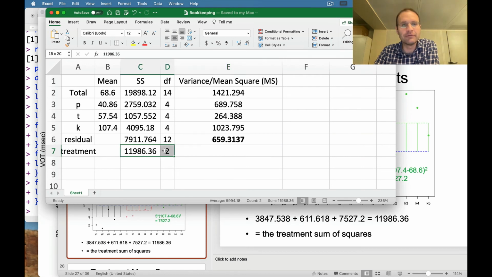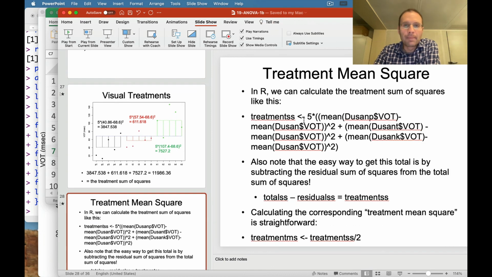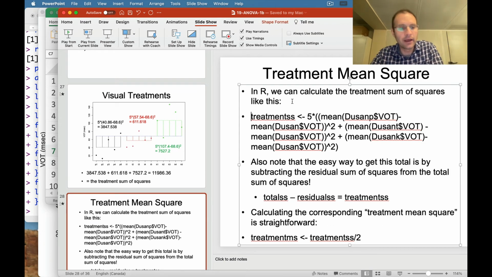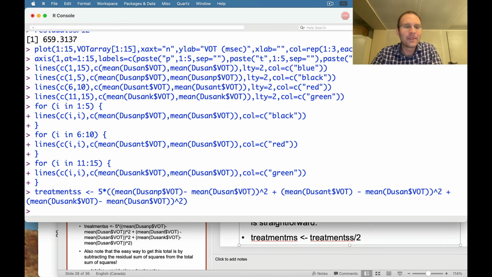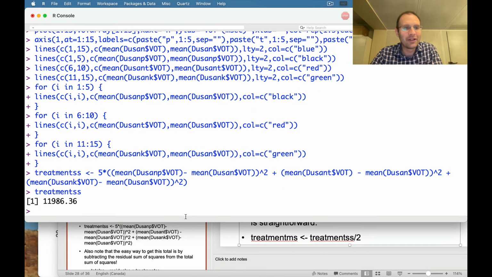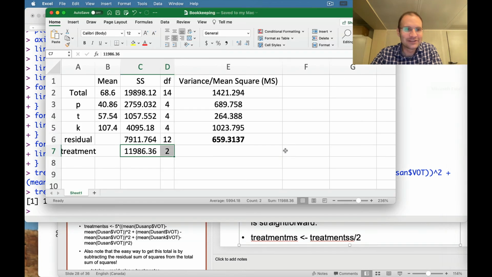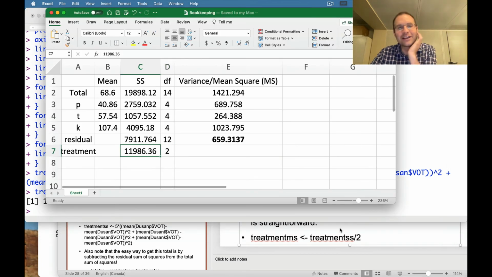And based on these two values, we can calculate the variance or the treatment mean square. I'll show it to you as well, the clunky R way, because otherwise you're just taking my words for granted there. This is the same sort of calculation, like subtracting the mean overall VOT from the mean of P's VOT, so on and so forth, squaring it. If I do that for all of them, I should get the exact same value, 11,986.36. So yeah, that's what I said here, right?